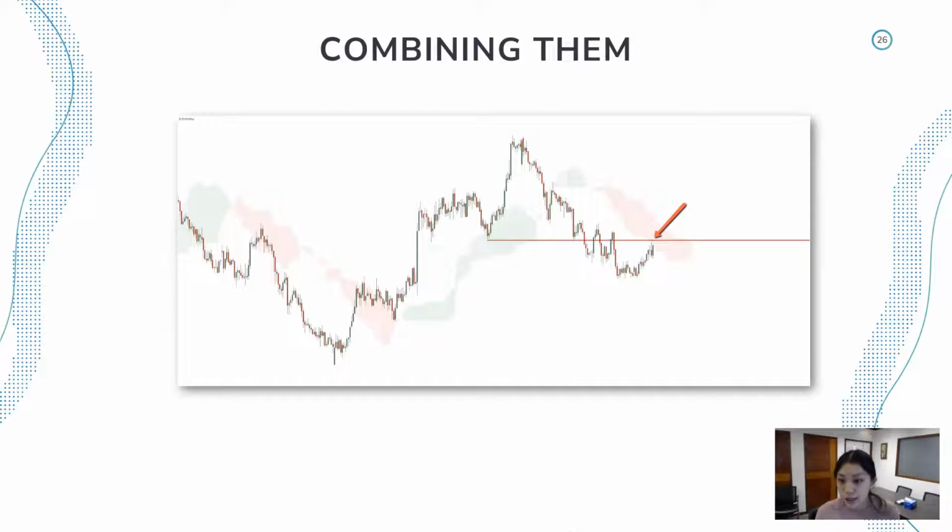Okay, you can see this is the price, right? And this is the Ichimoku cloud. You can see that they are trading below this cloud. So this shows a bearish momentum.